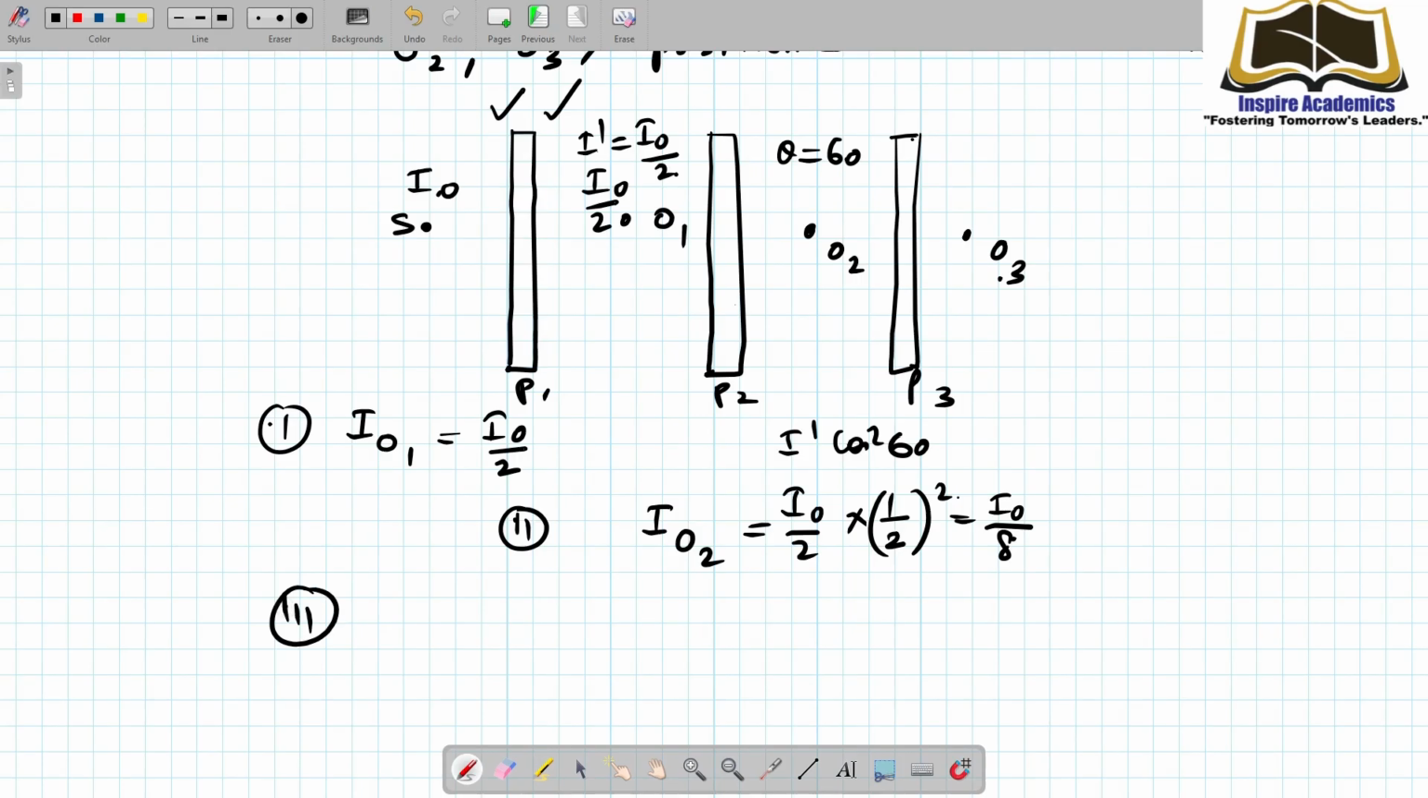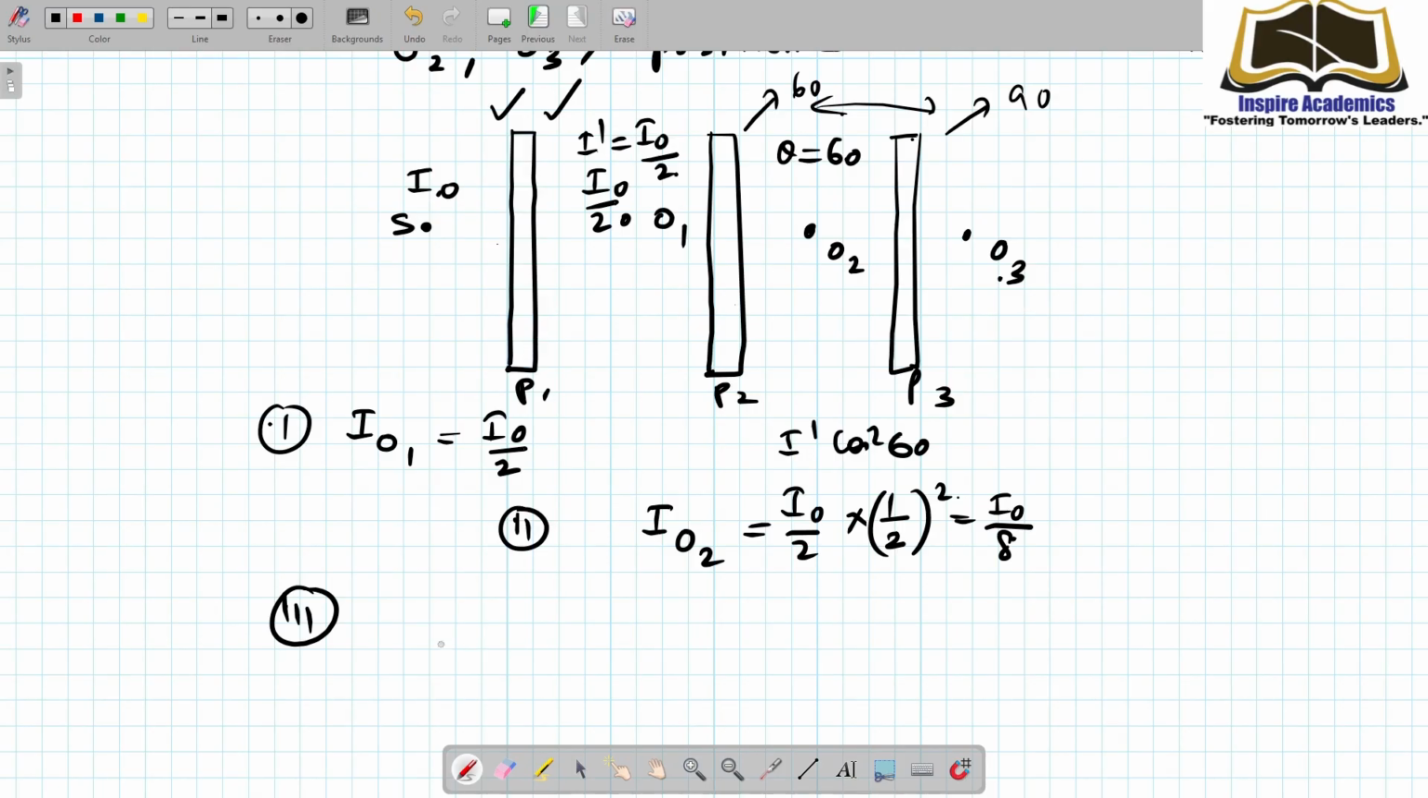And now we need to know what is the intensity at O3. So tell me how much will be the intensity at O3? This one is 90 degree with respect to this, and this one was 60 degree with respect to this. What is the relative degrees between the P2 and P3? So here you will take angle as 30 degree.